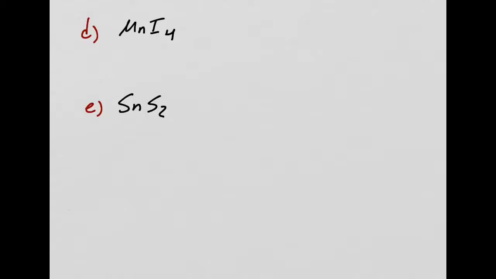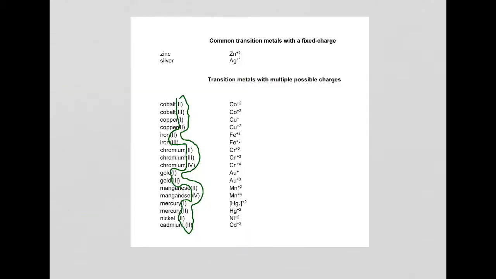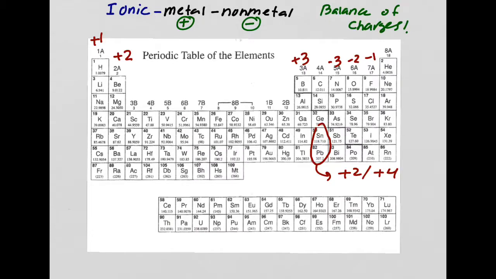MnI4. So what do you think? What is Mn? Mn is manganese. Make sure you have memorized the names of the elements. Now what is I? Iodine, but the ending changes to "ide," iodide. Manganese iodide. Okay. Now, iodine is right here.